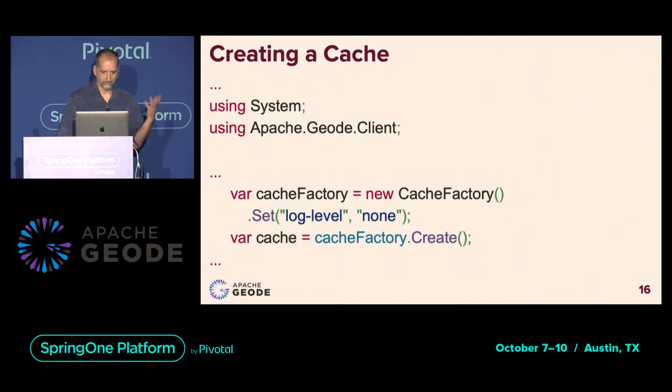Turn off logging, because the native client can be quite chatty, and this keeps output to a minimum. During deployment, you would set this log level lower if you're debugging, obviously. Okay, so after you're satisfied with the configuration for your cache on your cache factory, you just call cache factory create. That gives you back a cache.